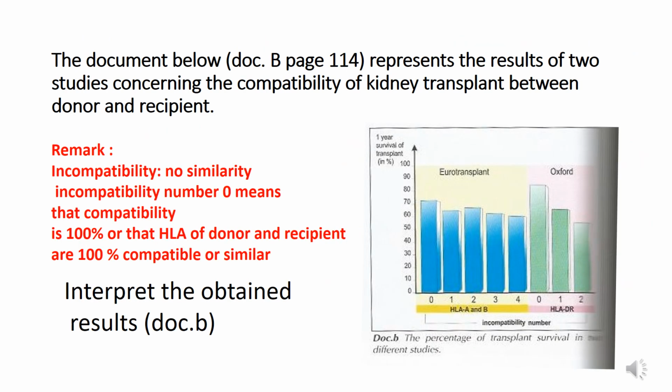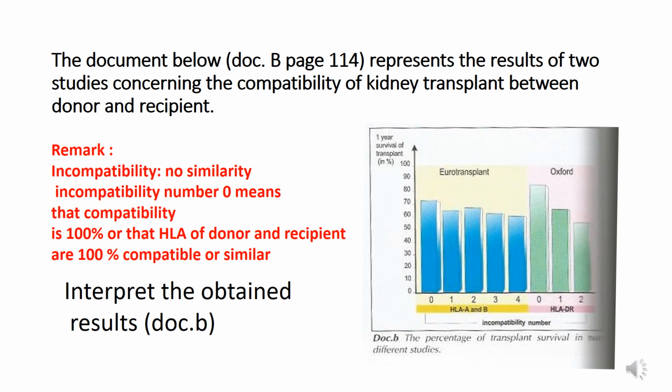Please look at document B, page 114. This document represents the results of 2 studies concerning the compatibility of kidney transplant between donor and recipient. What is incompatibility? It means no similarity. What does it mean when the incompatibility number is 0 between HLA of the donor and HLA of the recipient? It means that the compatibility between HLA of the donor and HLA of the recipient is 100%, or that the HLA of the donor and the HLA of the recipient are 100% similar.